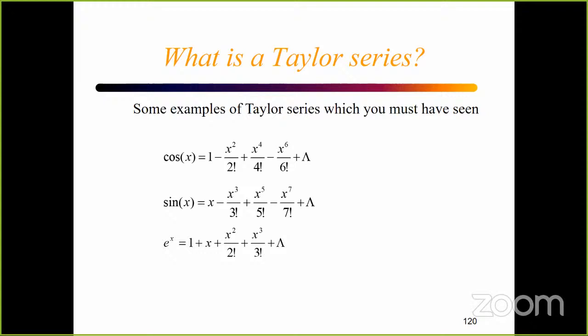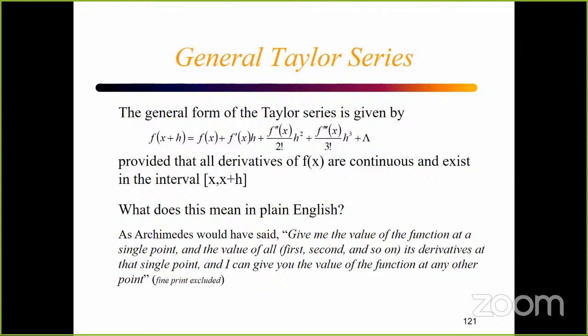For example, e to the power of x is 1 plus x plus x square by 2 factorial plus x cube by 3 factorial plus higher order terms. The Taylor series general form goes this way: assume we know the value of the function at x, and we want to estimate the value of the function at x plus h. It should be the value of the function at x, plus its derivative times h, plus the double derivative over 2 factorial times h square, plus the third derivative over 3 factorial times h cube, plus higher terms, provided that all derivatives are continuous and exist in the limit x to x plus h. If it is not happening, we are not supposed to use it.